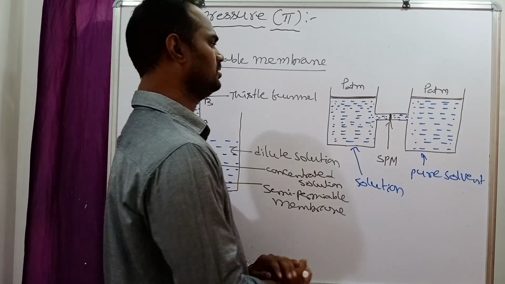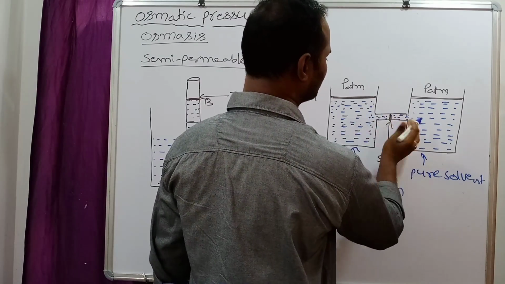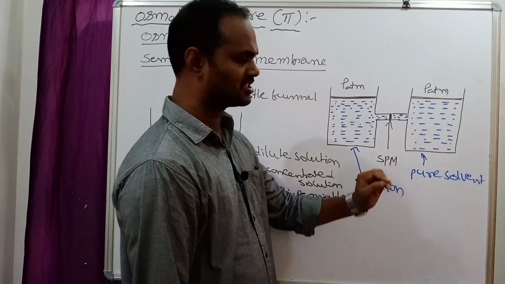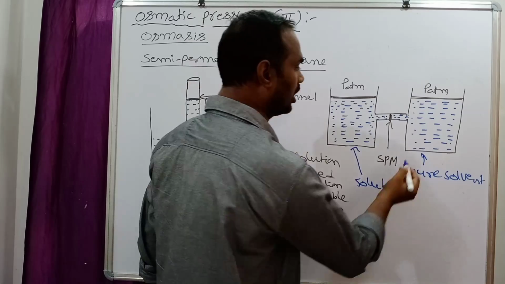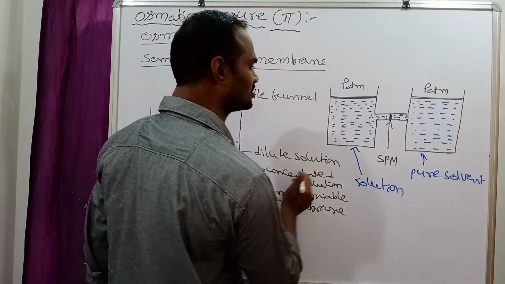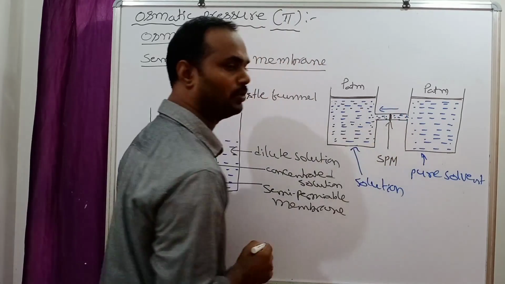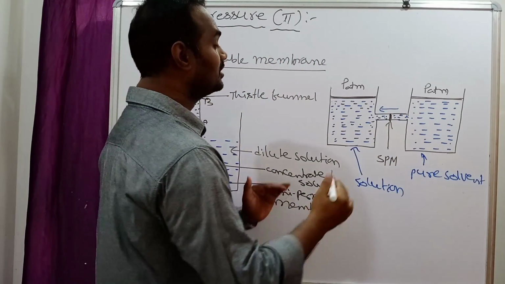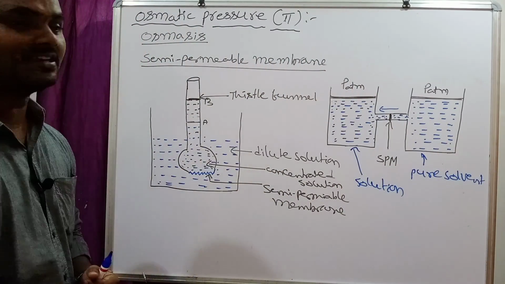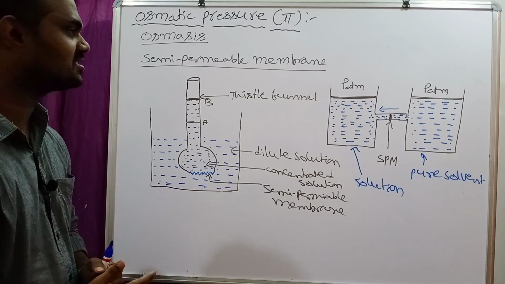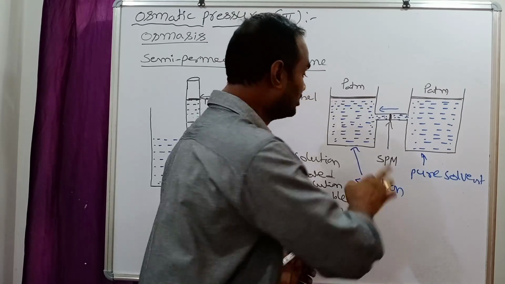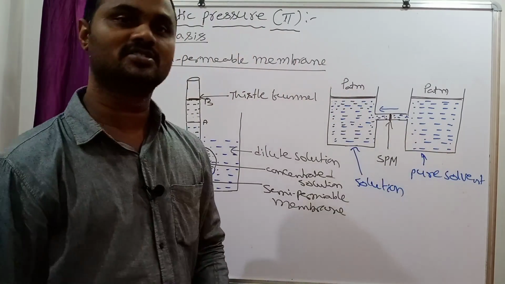Here these two are separated by a semi-permeable membrane, simply written SPM. Now solvent particles move from pure solvent to the solution through the semi-permeable membrane, meaning osmosis takes place from dilute solution to concentrated solution. This process is known as osmosis. It takes place till equilibrium is established between the pure solvent and the solution.